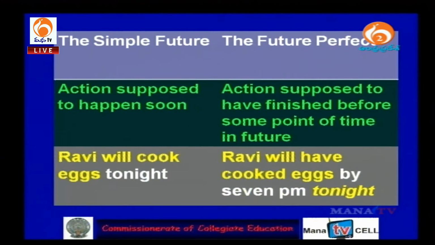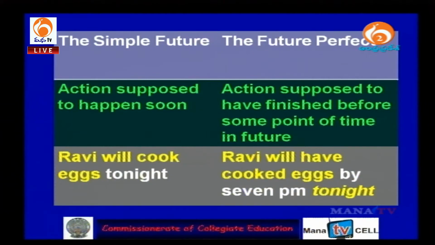Then if you take the second tense, the future perfect, the action is supposed to have finished before some point of time in future. We will discuss these things in the next slides. The example is like this: Ravi will have cooked eggs by 7 p.m. tonight. As already discussed, tonight describes a future time.